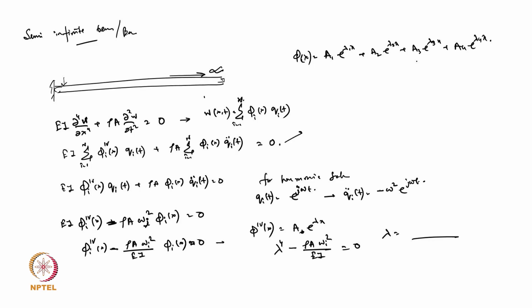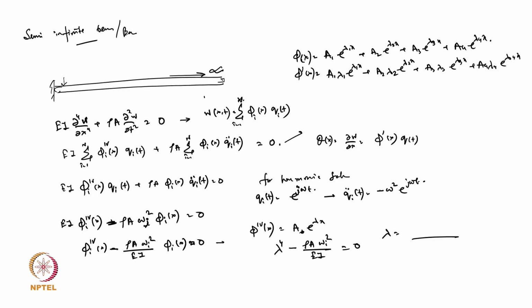Now if you see, this is my phi. So what is my rotation? Rotation will be theta of x, that will be nothing but del w del x. So del w del x means it will become phi dash x, and the factor dependent on time we don't need to worry about. So this will become phi dash x, that will be a1 lambda 1 e to the power of lambda 1x plus a2 lambda 2 e to the power of lambda 2x plus a3 lambda 3 e to the power of lambda 3x plus a4 lambda 4 e to the power of lambda 4x. Like this we will get.